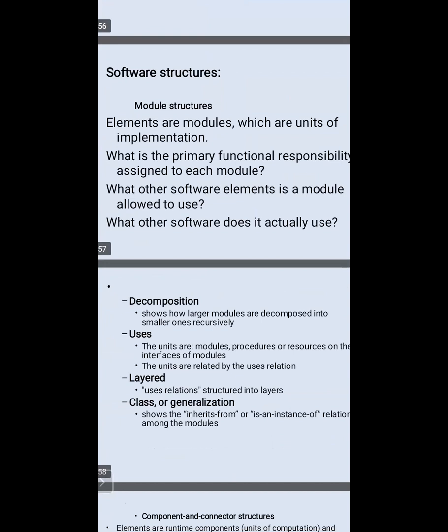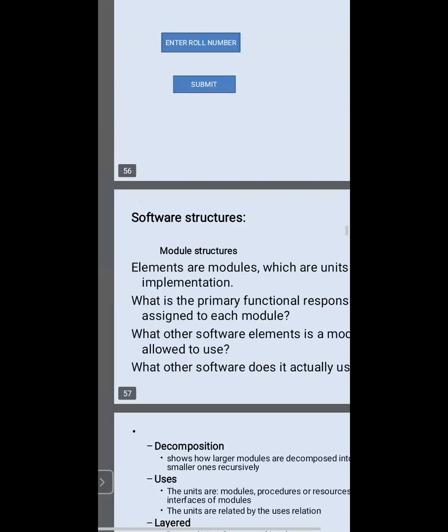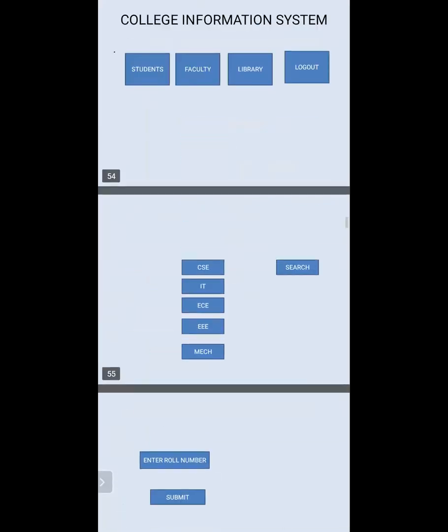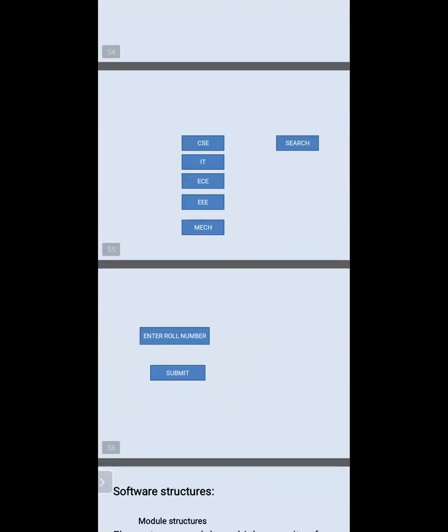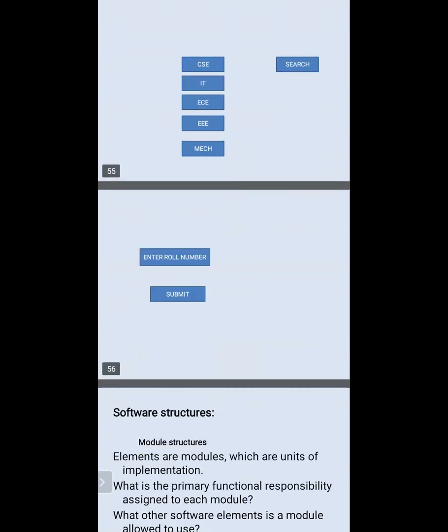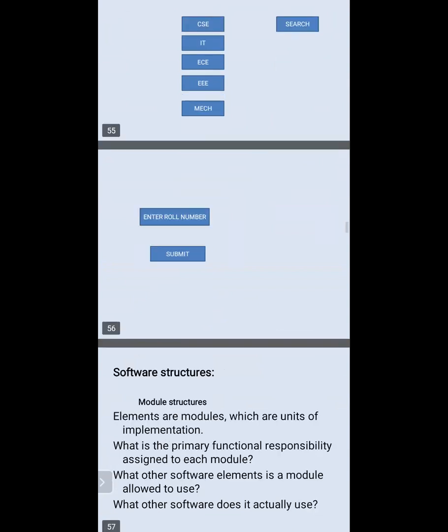Decomposition shows how larger modules are decomposed into smaller ones. For example, if you want to search for a particular member in CSC, that will be decomposed into a set of other modules. Here, students is one module, and that module is decomposed into branches. When you decompose the module again, the search operation appears on the screen.